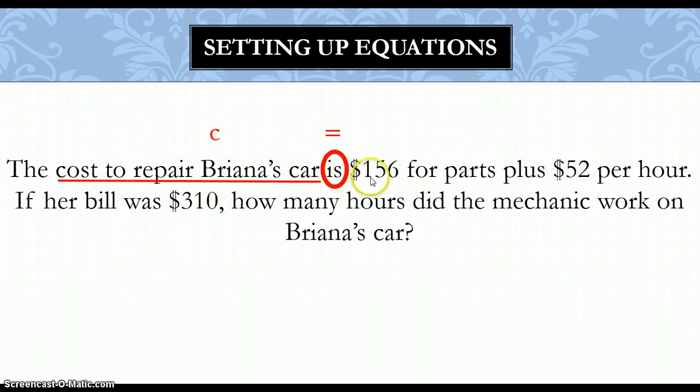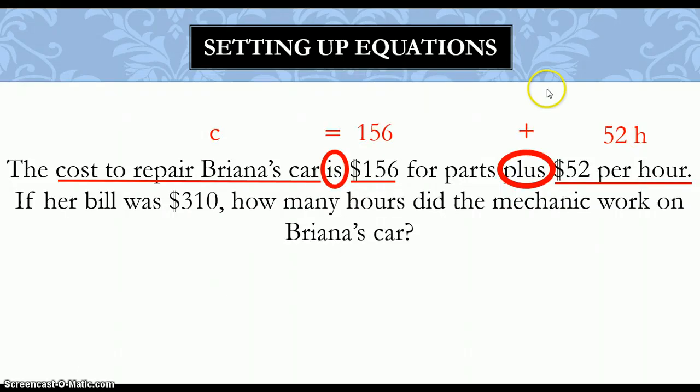So is $156. That's a number. I'm probably going to use it, so I'm going to underline it. I have $156. $156 for parts plus, if I translate that, that means I have a plus sign. $156 for parts plus $52 per hour. Anytime you see something per month, per hour, per anything, that implies multiplication. So if I translate this piece, $52 per hour, this is really just 52H. Again, I chose H to represent hour, but you can use any other variable you like.